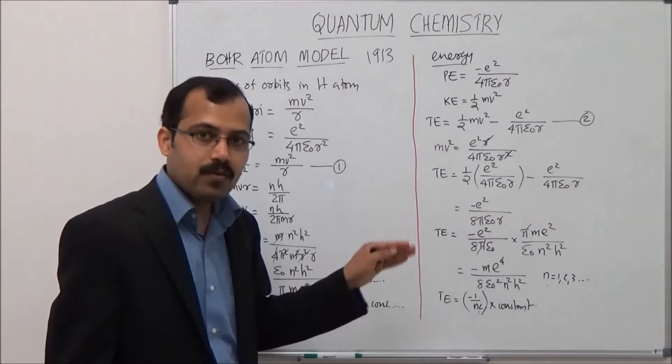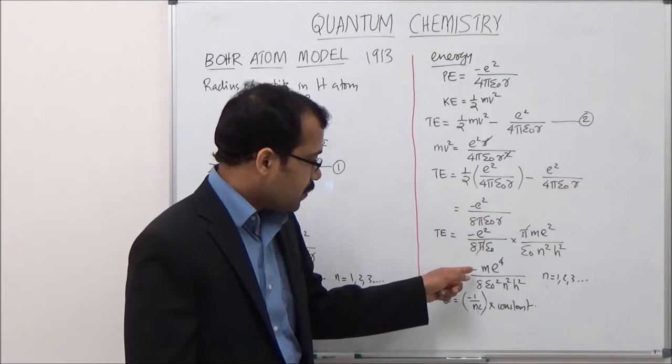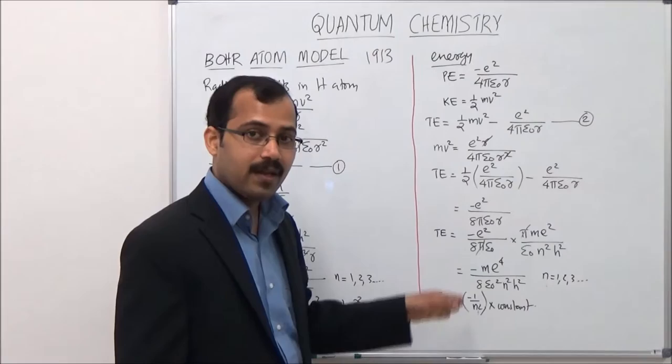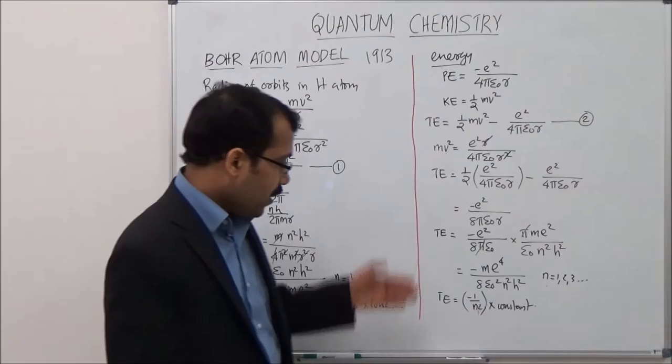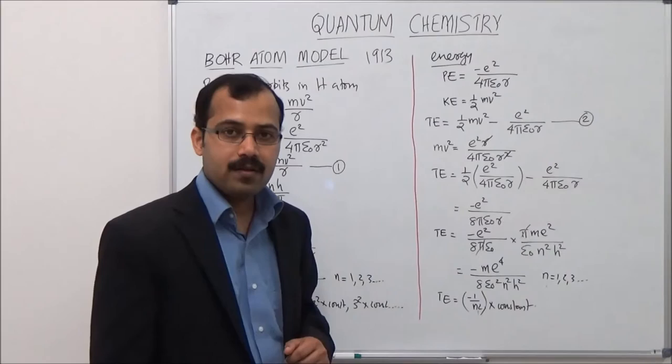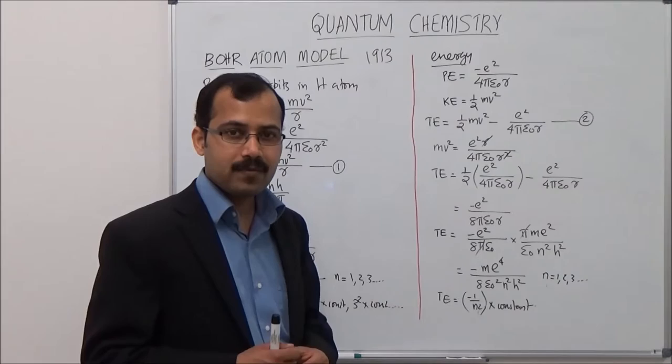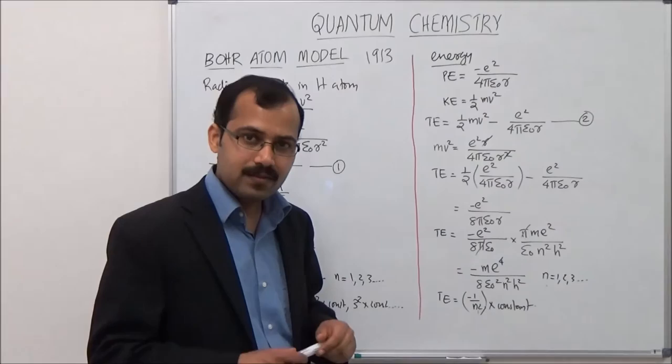See, the energy of the electron is minus m e raised to 4 divided by 8 epsilon 0 square n square h square, and it has a negative sign. It means that the electrons are in the bound state. What does it mean? The energy of the electron in any Bohr orbit will be less than the energy of the nucleus and electron when they are separated at infinity. What does that mean? When the electron comes into the attractive field of the nucleus, its energy reduces.